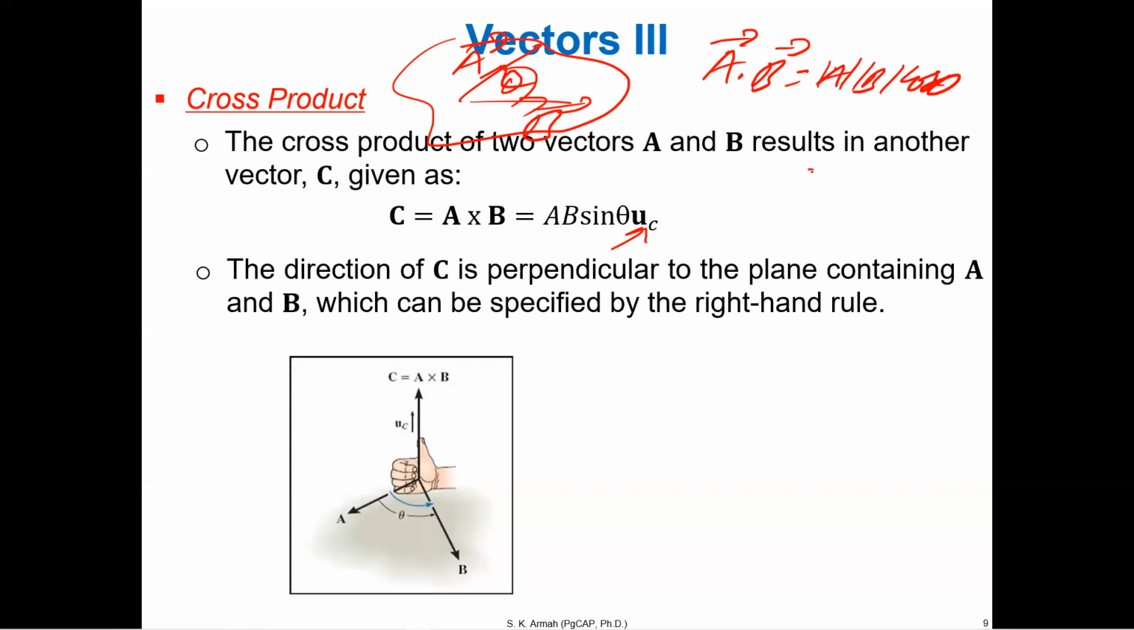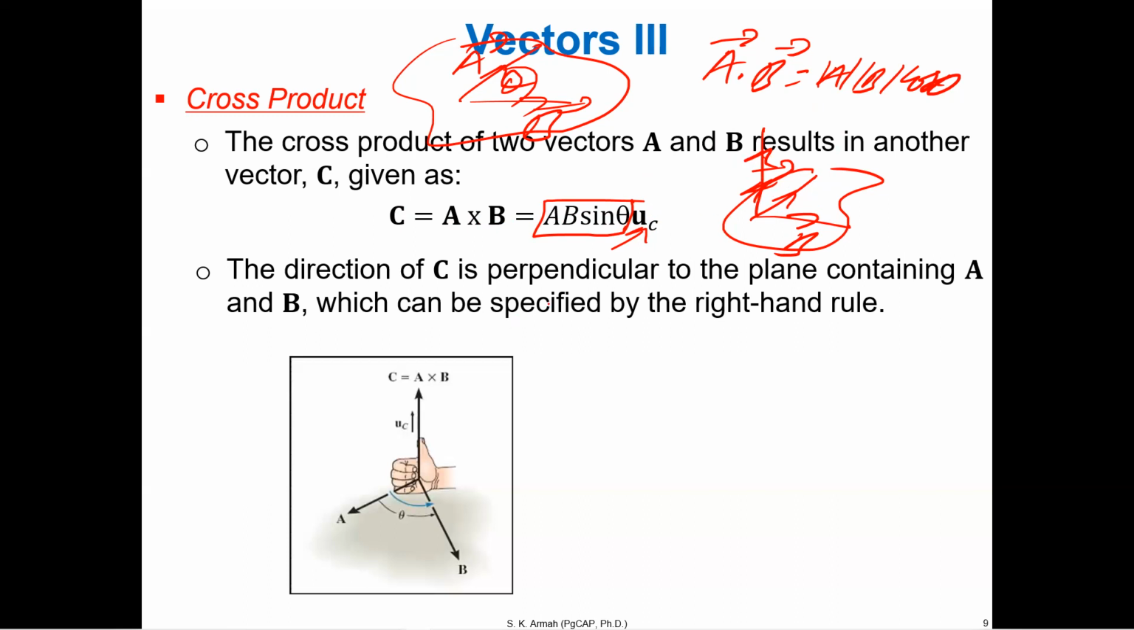If you have the plane with vector A and vector B, the cross product I'm denoting by vector C here. Vector C is perpendicular to the plane that contains A and B. So C can be written as some magnitude times the unit vector. Remember, every vector can be written as its magnitude and the unit vector. So this is a unit vector in the direction of C.